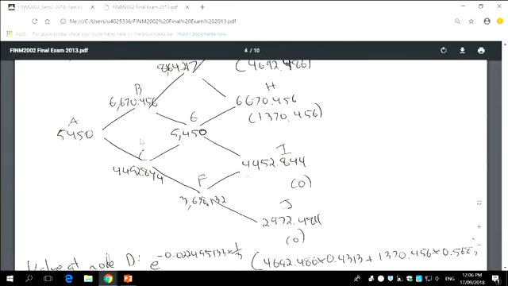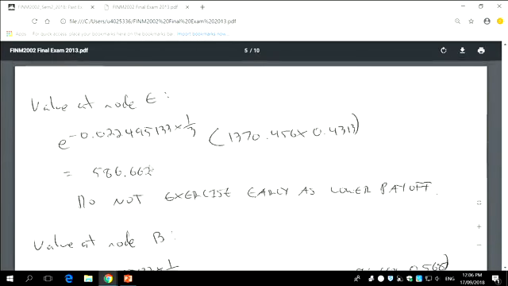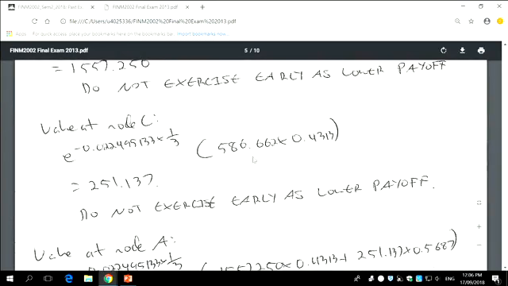And then, you've got a lot of steps. Node C, well, there was a payoff here, remember. So I have to go from E down to C. That's taken into account the probabilities. So that payoff was 586. You'd have to move up the tree, so you multiply it by P. Find its present value, gives you 251.